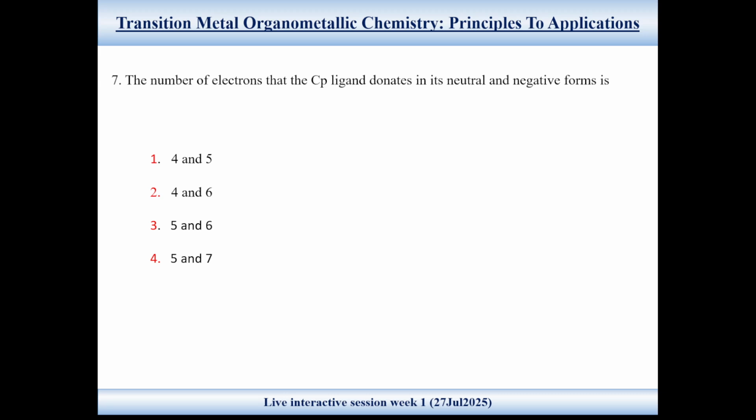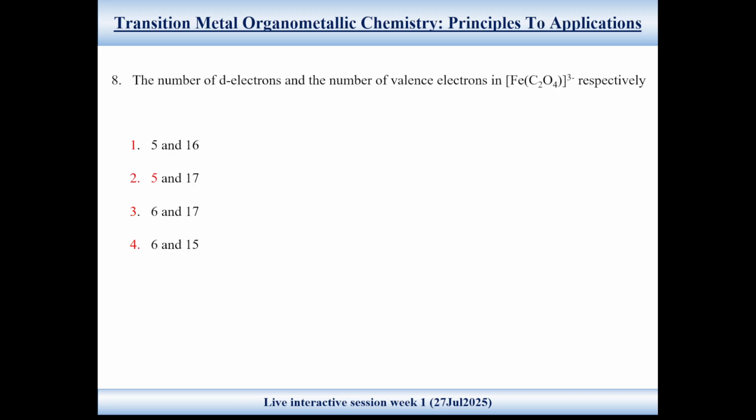The next question is the number of d electrons and the number of valence electrons in the iron oxalate complex, respectively.